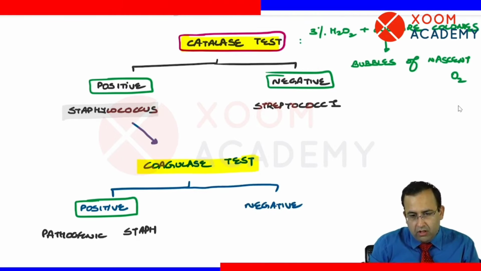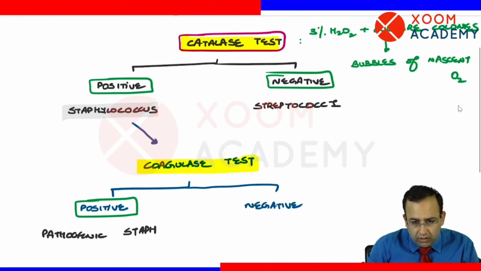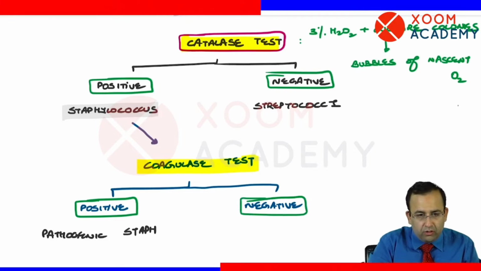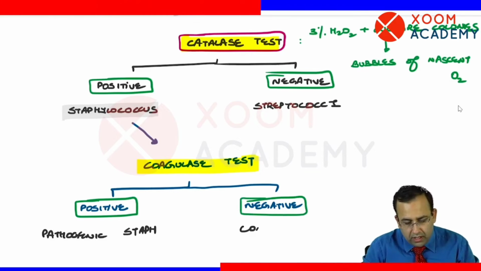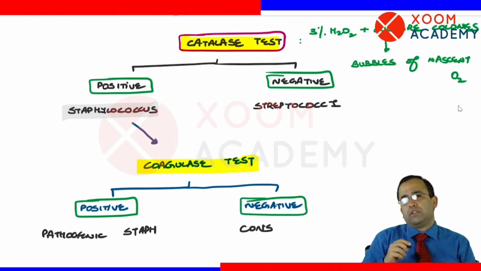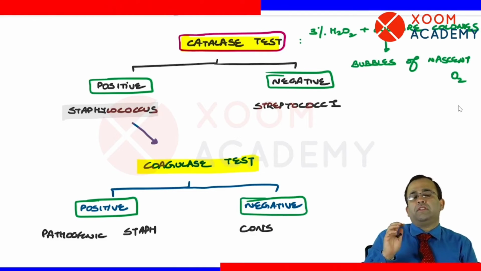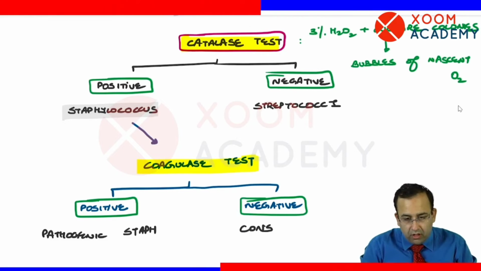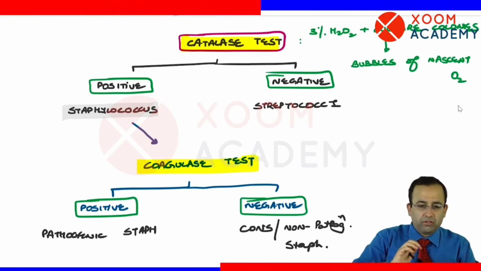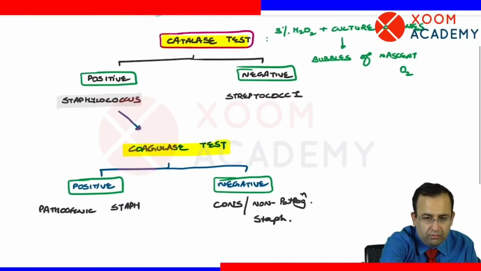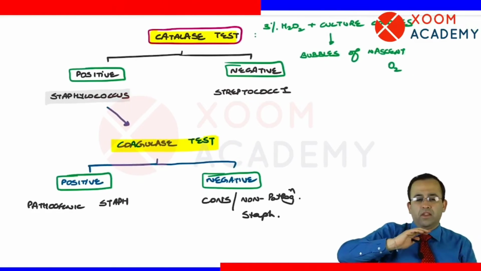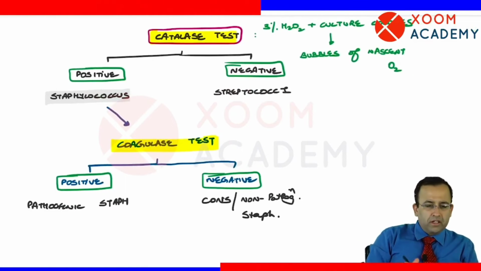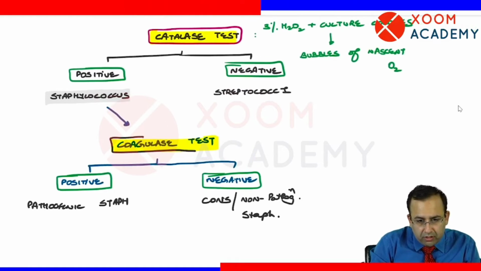Coagulase negative staph are also called CoNS, in short. Coagulase negative staph, or the non-pathogenic staph. Next, I'm not interested in telling you how a coagulase test is performed.